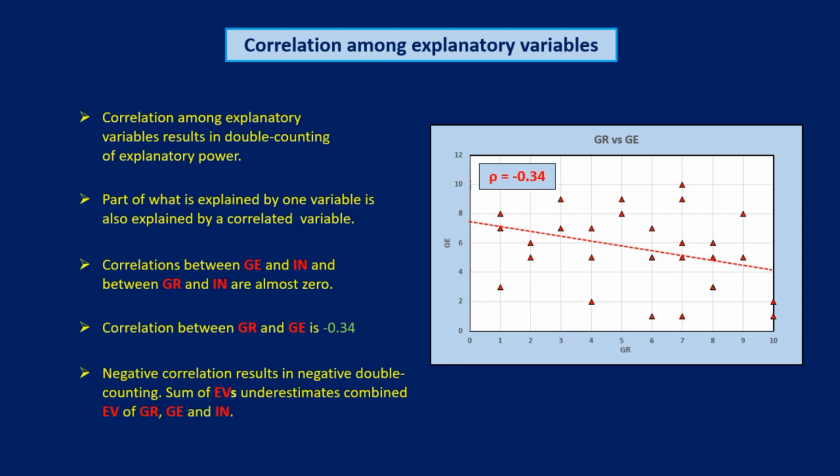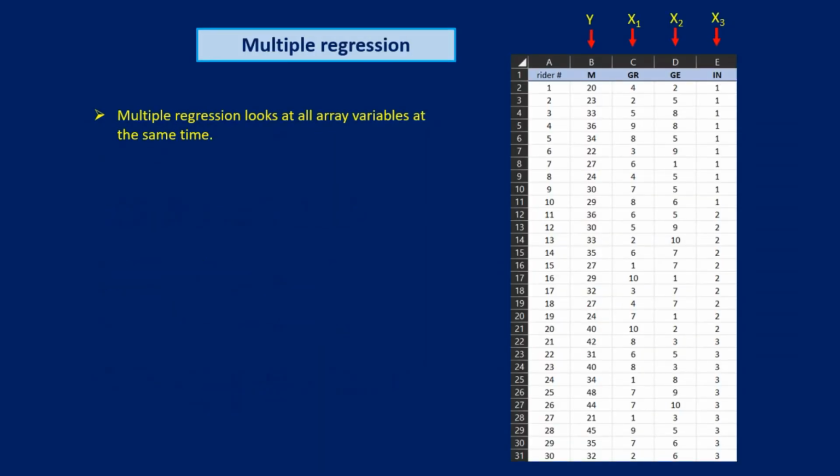The solution to the problem of correlation among explanatory variables is multiple regression. In multiple regression, LINEST estimates the coefficients and the constant for a single equation that includes all the explanatory variables. It looks like this: m equals a times gr plus b times ge plus c times in plus k plus e. Now, I can't show you an xy plot of this equation in three-dimensional space because the equation involves four variables. Fortunately, LINEST has no problem at all working in 4 dimensions, or 40 for that matter.